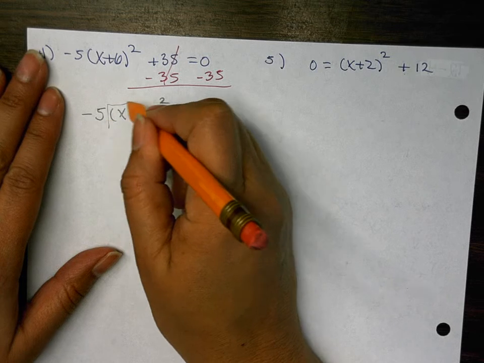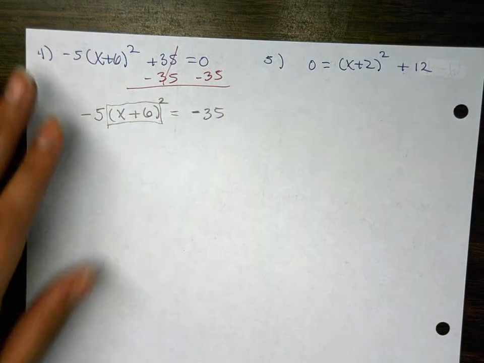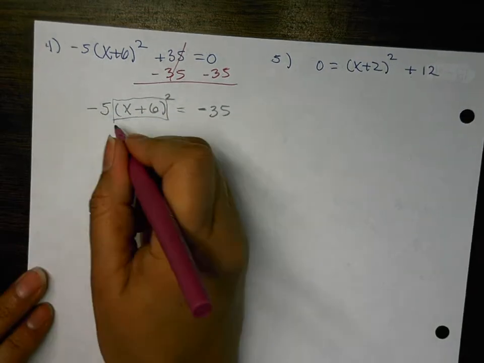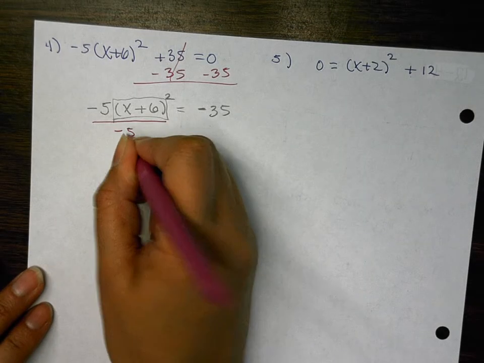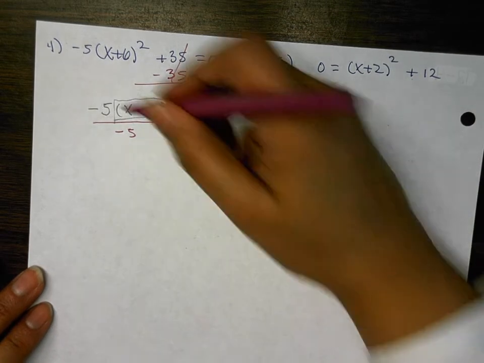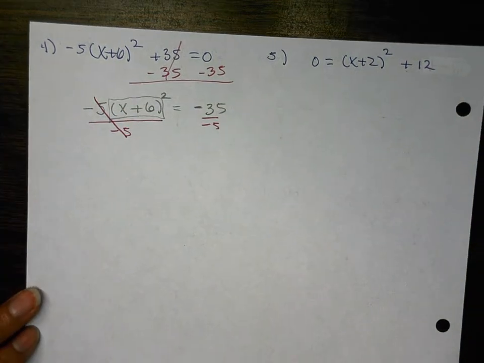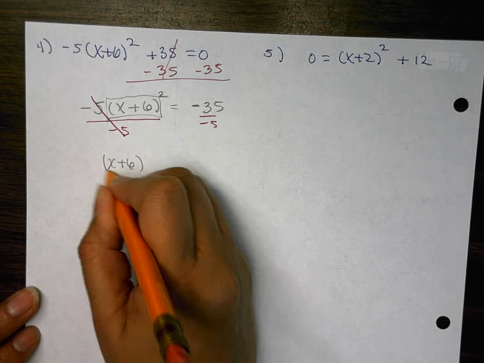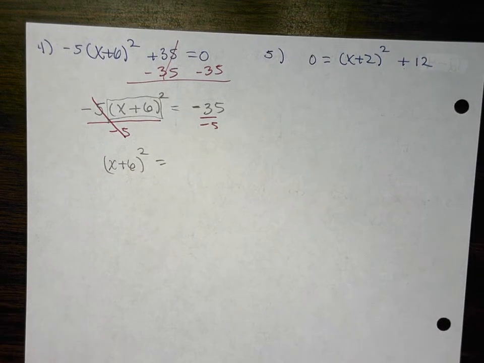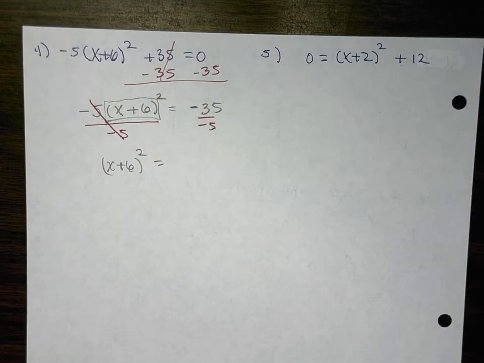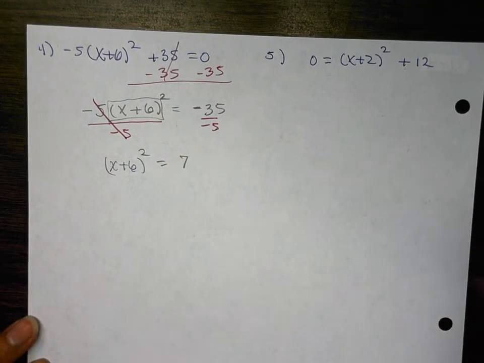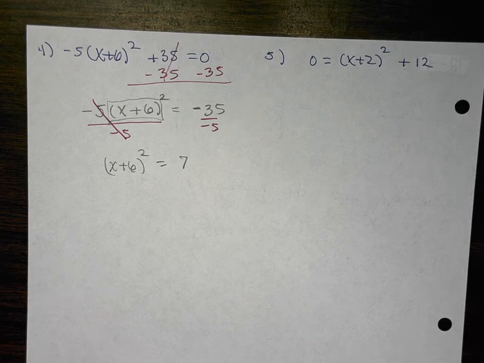The square rooting both sides should be done after you get the parentheses by itself. So what would I do? Add 5 or divide by negative 5? Do you guys agree that negative 5 would cross out the negative 5 at the top? Yes or no? X plus 6 quantity squared equals, what does that equal on the right side? Positive or negative? Positive. All right, now I'm going to let you guys finish. Don't forget your plus or minus.